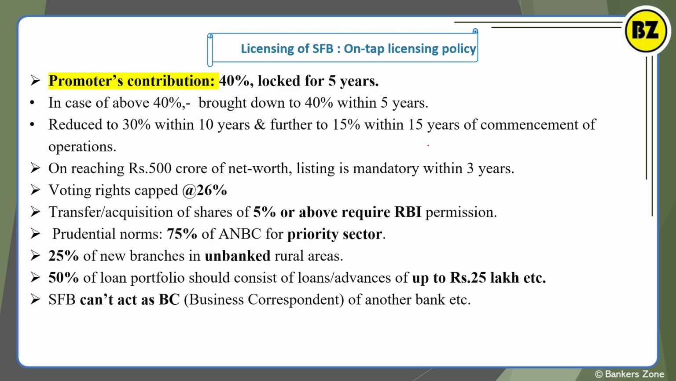So the criteria is very simple. Again, you have to at least lock your ownership at 40% for 5 years, which is the same as the universal banking private bank. Again, you should bring it to 15% within 15 years. Again, it is the same with the universal bank. The only thing is that they have again stated, if you have more than 40%, then within the first 5 years itself you have to bring it to 40%, and within the 10 years, again bring it to 30%, and the last, very simple, within 15 years you have to bring it to 15%.